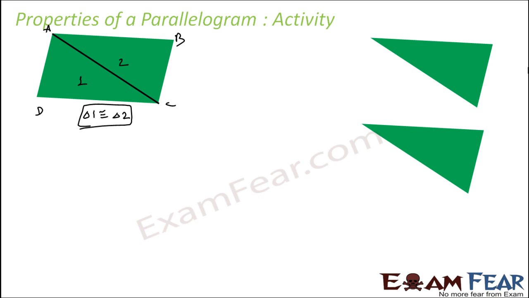Just we are trying to do this using an activity, and I recommend you guys to pause this video and take your pen and paper and draw a parallelogram, take scissors, draw the diagonal like this, and cut the parallelogram along the diagonal. Then you will see that you get two triangles. Try to superimpose these triangles on each other, and you will see that these two triangles actually are congruent. Okay, this is an activity, so please perform this activity at your home.